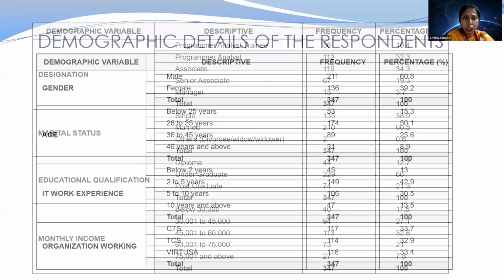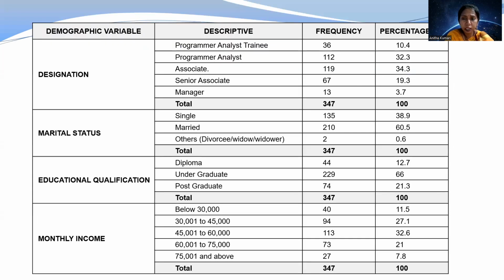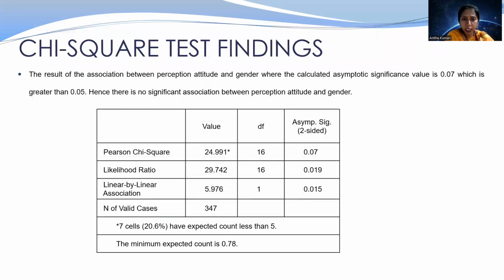Next one. This one I already told you. See this? So like this, you just develop your demographic variable slide. Then the chi-square test. Everyone might have used the chi-square. Just put your inference at the top and put your table here and explain. Since the chi-square value is, you have to say like this: I have found the chi-square analysis between the perception, attitude, and gender of the respondents, to check whether there is any association between perception, attitude, and gender.